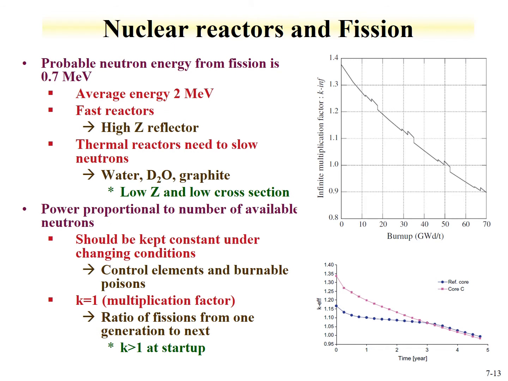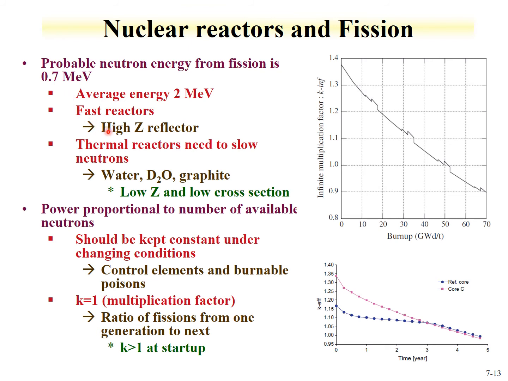Some more detail on neutrons and fission in reactors is presented here, where we see that the probable neutron energy is a little under an MeV, while the average energy is about 2 MeV. This is actually used in fast reactors, since 2 MeV neutrons are certainly high enough to fission non-fissile isotopes like uranium-235. The only thing you would need to do is construct a reactor where, for a fast reactor, the neutrons are not moderated or slowed down.